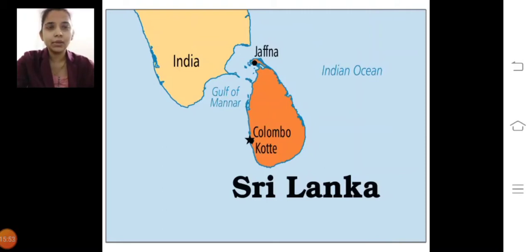They also established colleges and universities in Sri Lanka and encouraged Buddhist studies. Sri Lanka became independent in 1948. It means that at last the British colonies were there in Sri Lanka, and finally in 1948 Sri Lanka became independent from British rule.